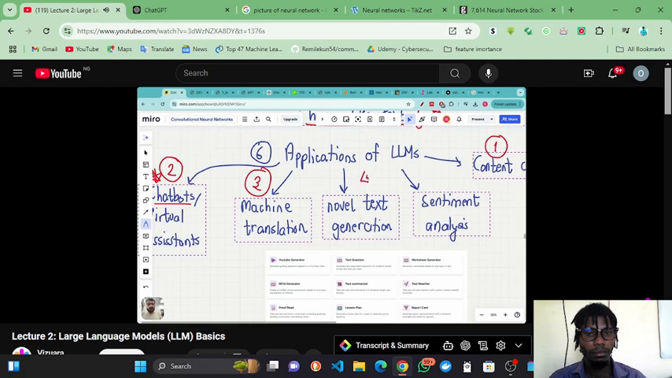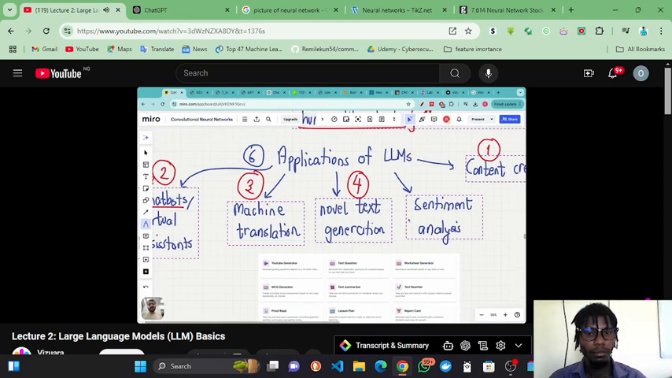Point number four, which we saw already, is new text generation, such as writing poems, writing books, writing media articles, news articles. It can basically create new text for you which did not exist before in literature. And finally, LLMs can also be used for sentiment analysis.